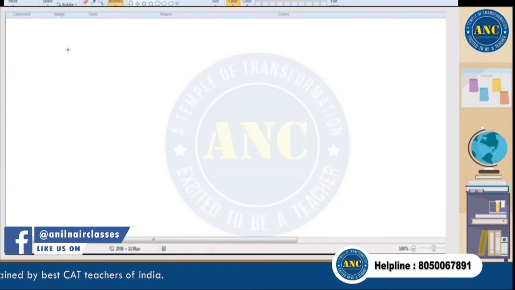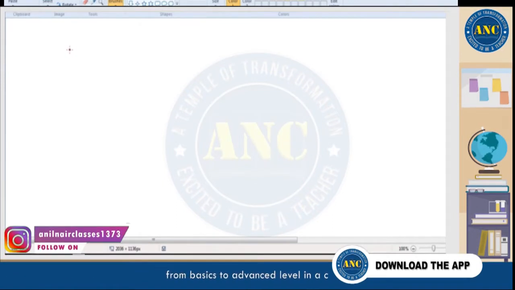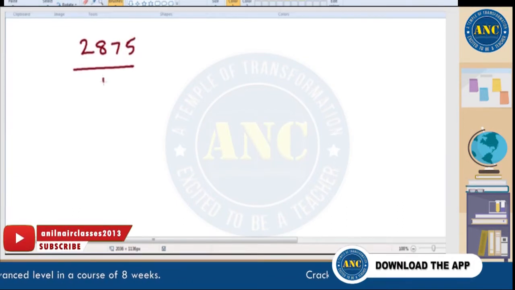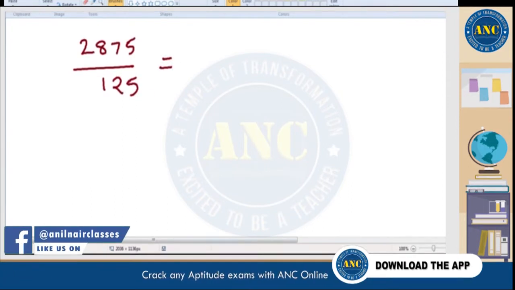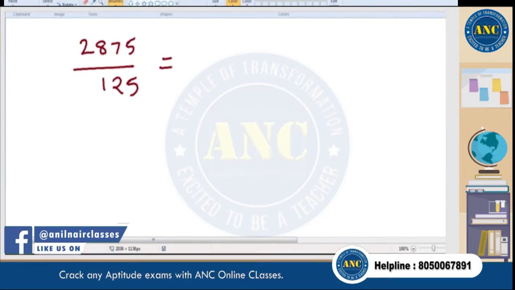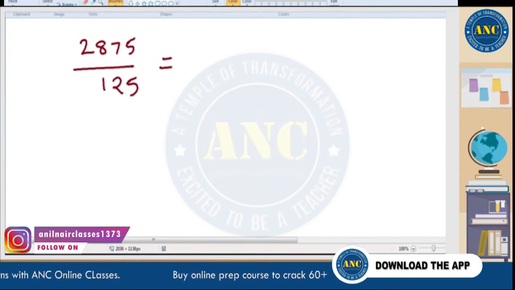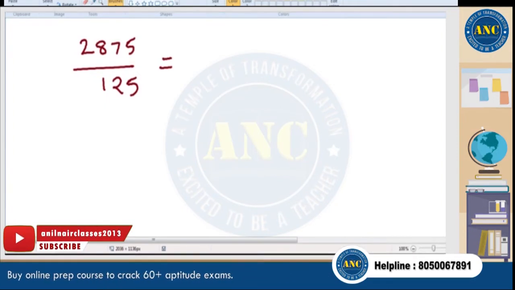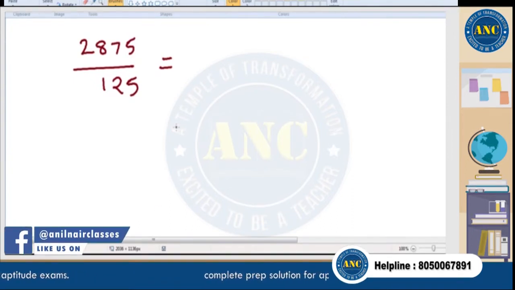I am just writing down the things here. First, as of now, initially let me take this. What is 2875 by 125? So like this, we have to calculate the value of this. So let us check it out.